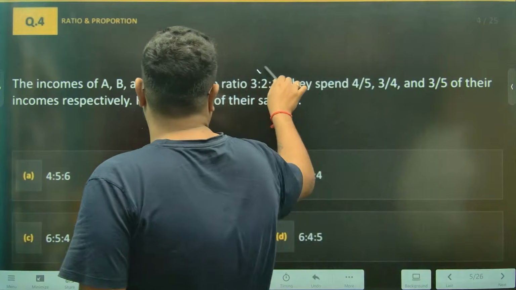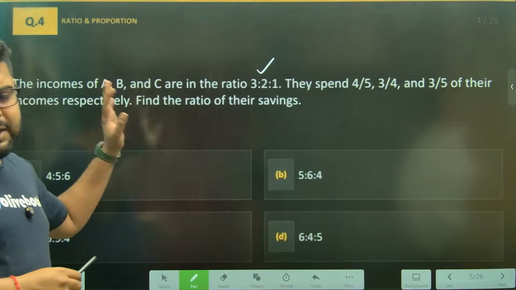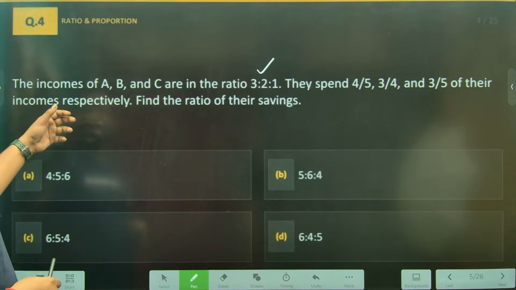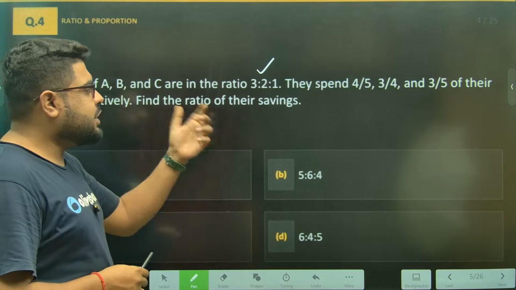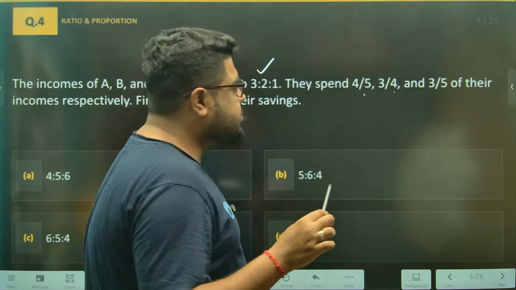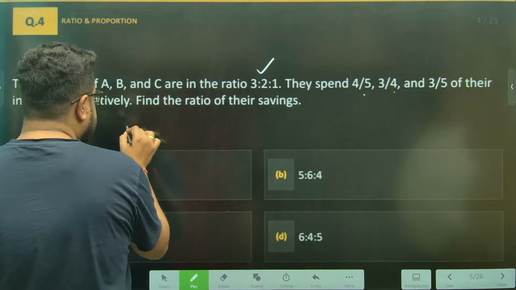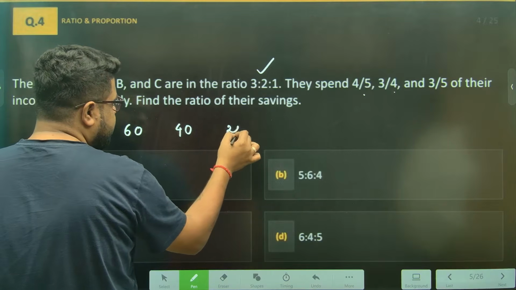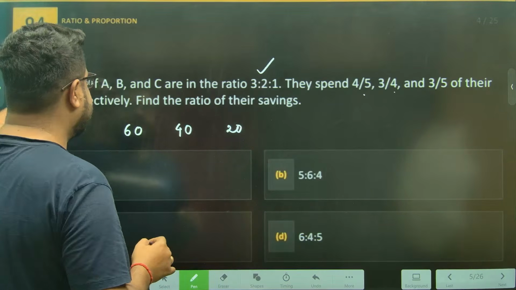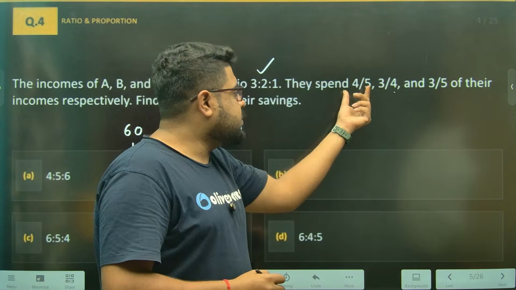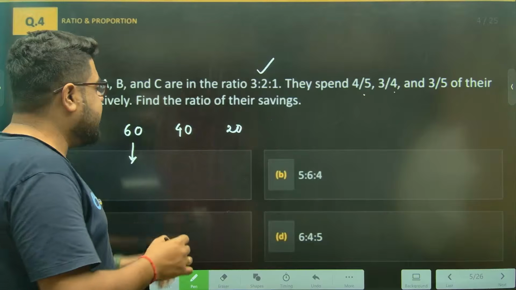Incomes of A, B and C are in this ratio. All these are PYQs. They spend this much of their incomes respectively. Find the ratio of their savings. Sir, the denominators are 5 and 4, so I'll multiply by 20. So 60 rupees, 20 into 2 is 40 rupees, and 20 rupees. Now, savings: A spends 4 by 5, so saves 1 by 5.